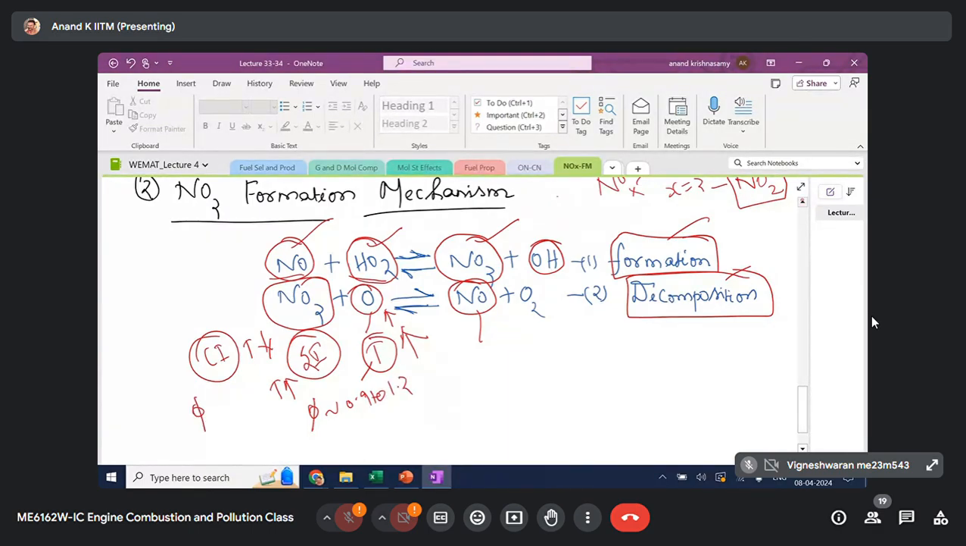The operating Phi range for a CI engine is 0.4 to 0.8. So you always have an overall lean mixture. The global equivalence ratio is lean. You have more air, and because of high air availability, there is something called quenching. Quenching of burned gases will take place in a CI engine.